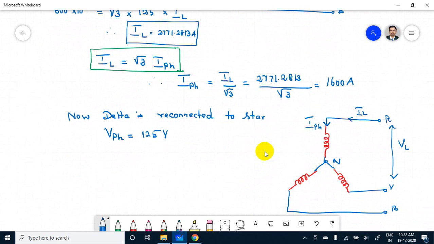Now you have to find the new ratings of the machine. First rating, volt, that is line voltage, is equal to root 3 into phase voltage, root 3 into 125. How much? Anyone? Give me the answer. Root 3 into 125. 216.50.